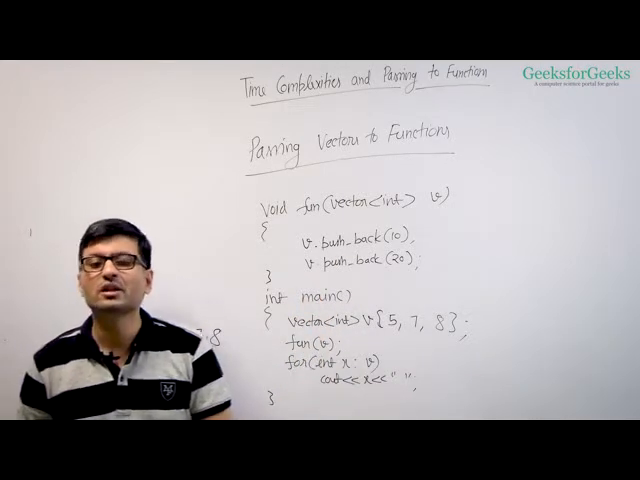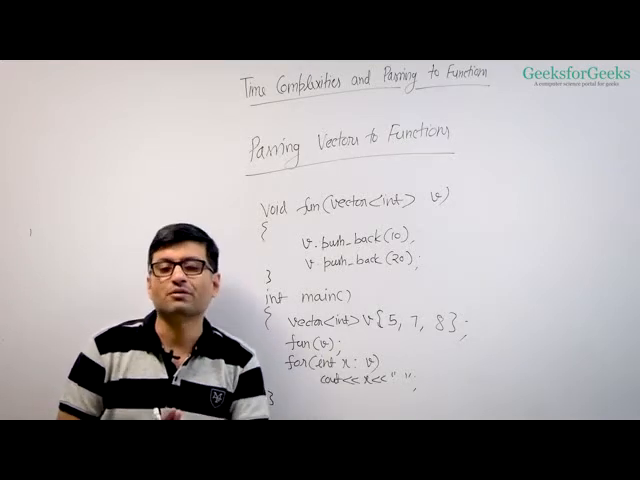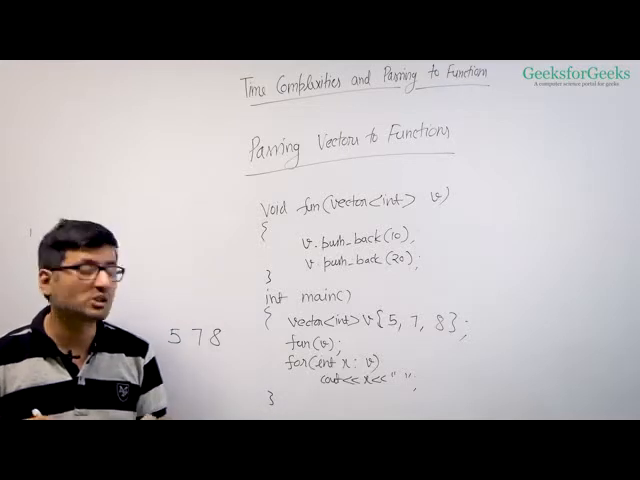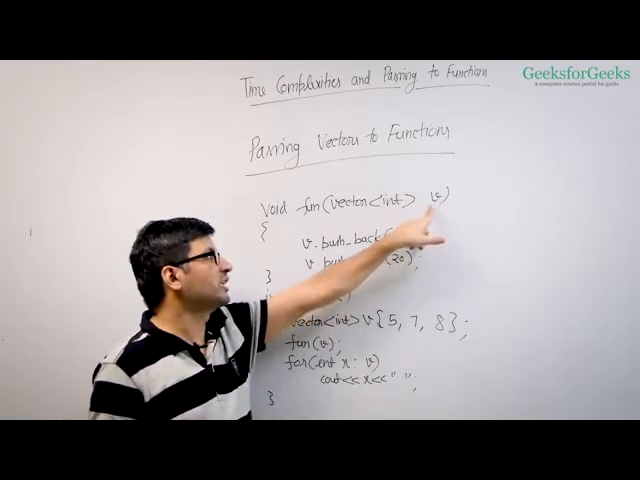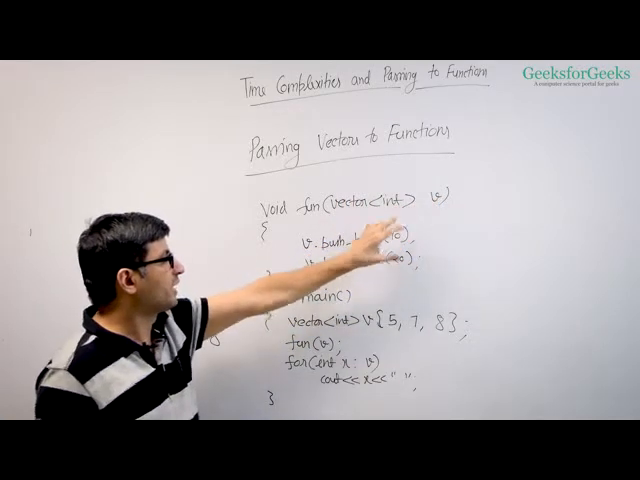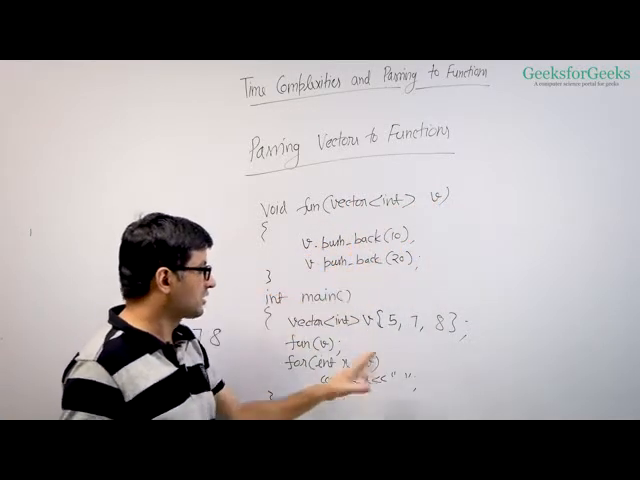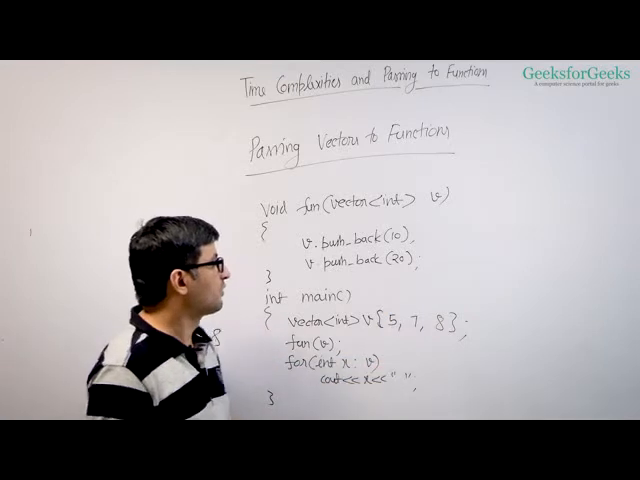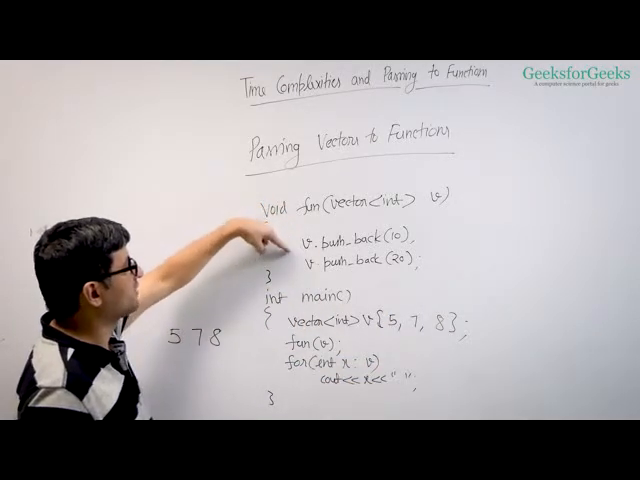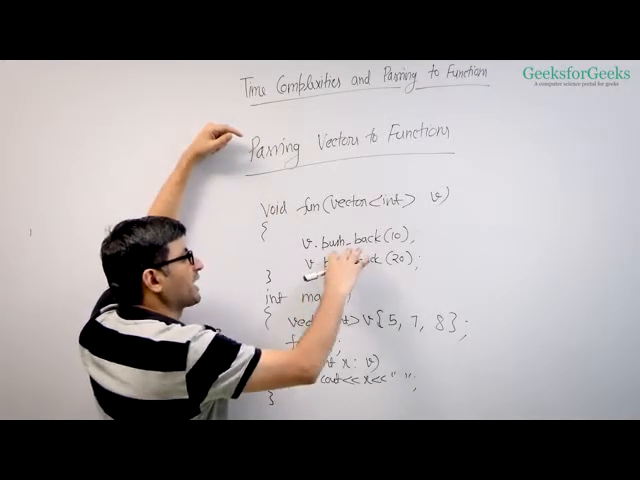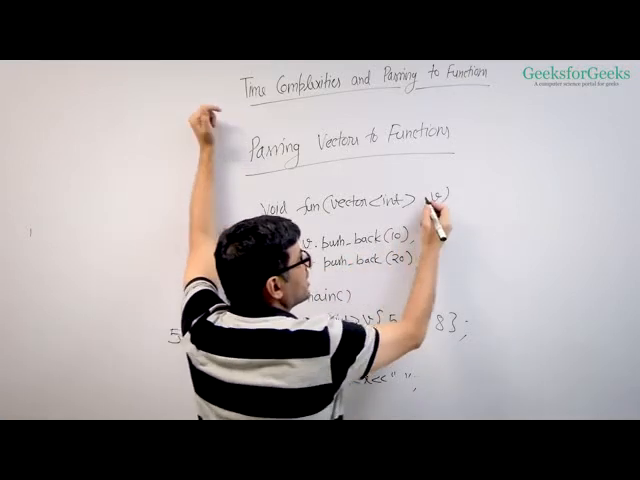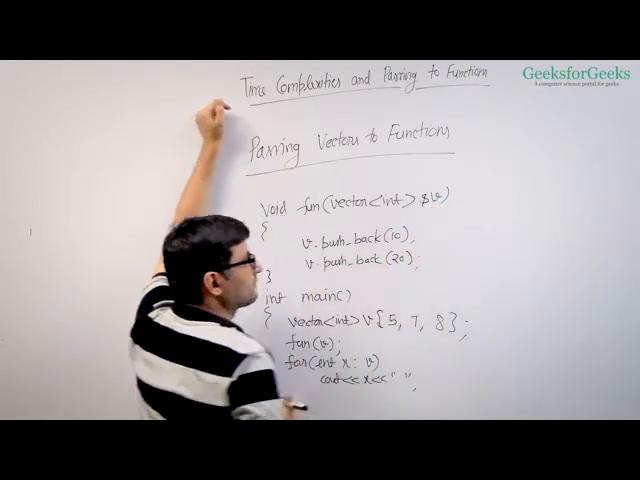What is the reason? Like any other parameter, if you do not specify the reference, vectors are passed by value. So a new vector is created here and this local vector is modified when you do push_back 10 and 20. This vector is not changed. So if you want these push_back calls inside this function to modify the original vector, you must pass it by reference.